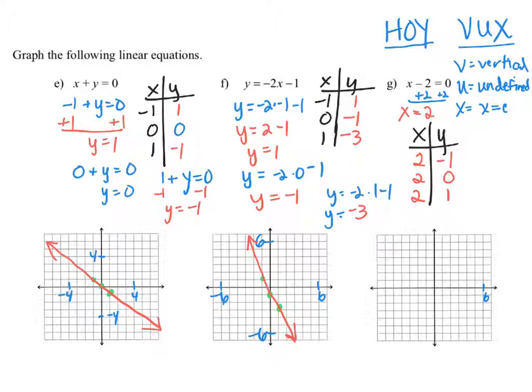Let's sketch this linear equation by plotting those points that we have in the table. When x is 2, y is -1; x is 2, y is 0; x is 2, y is 1. And we can see that this ends up being a vertical line. That's the VUX. V for vertical, U is for undefined slope, and the equation of the line is written in the form of x equals a constant.